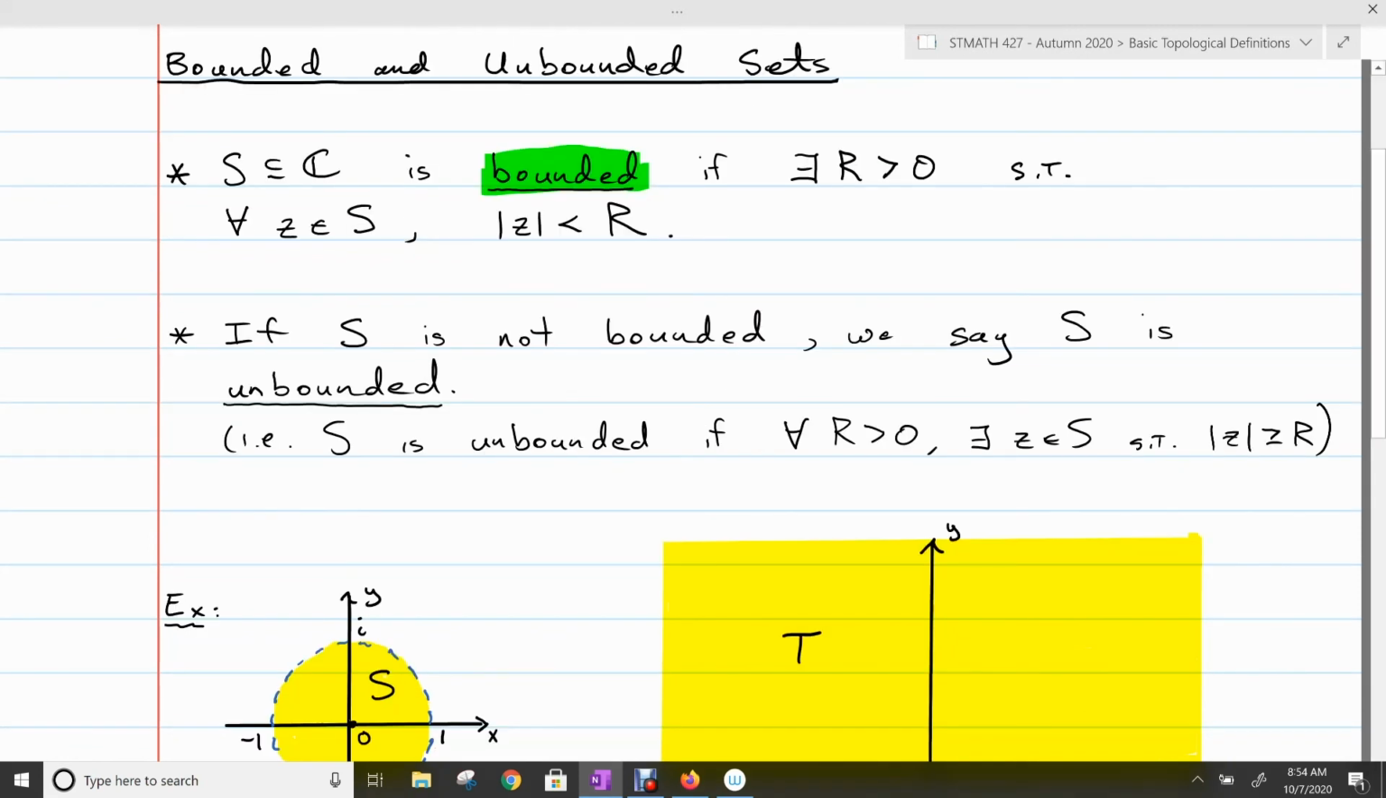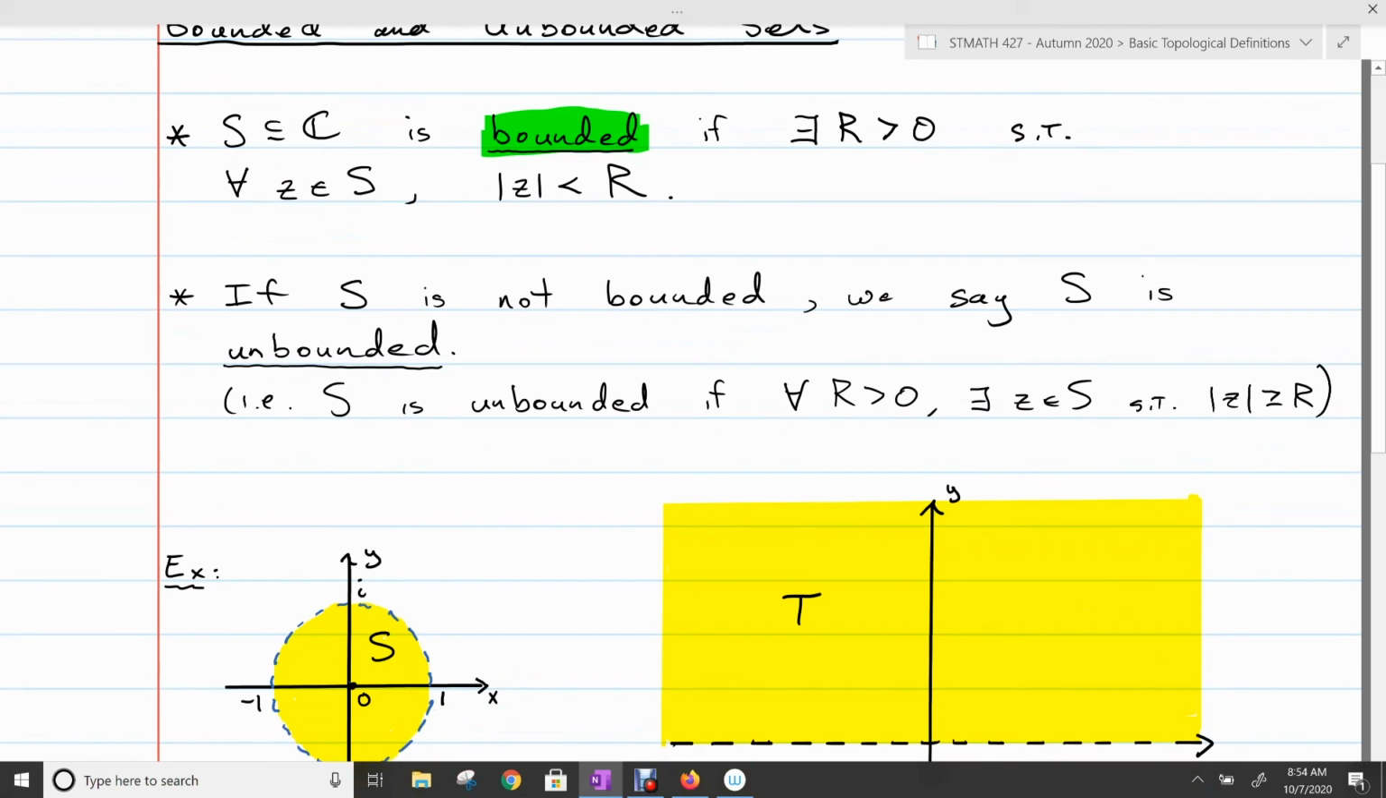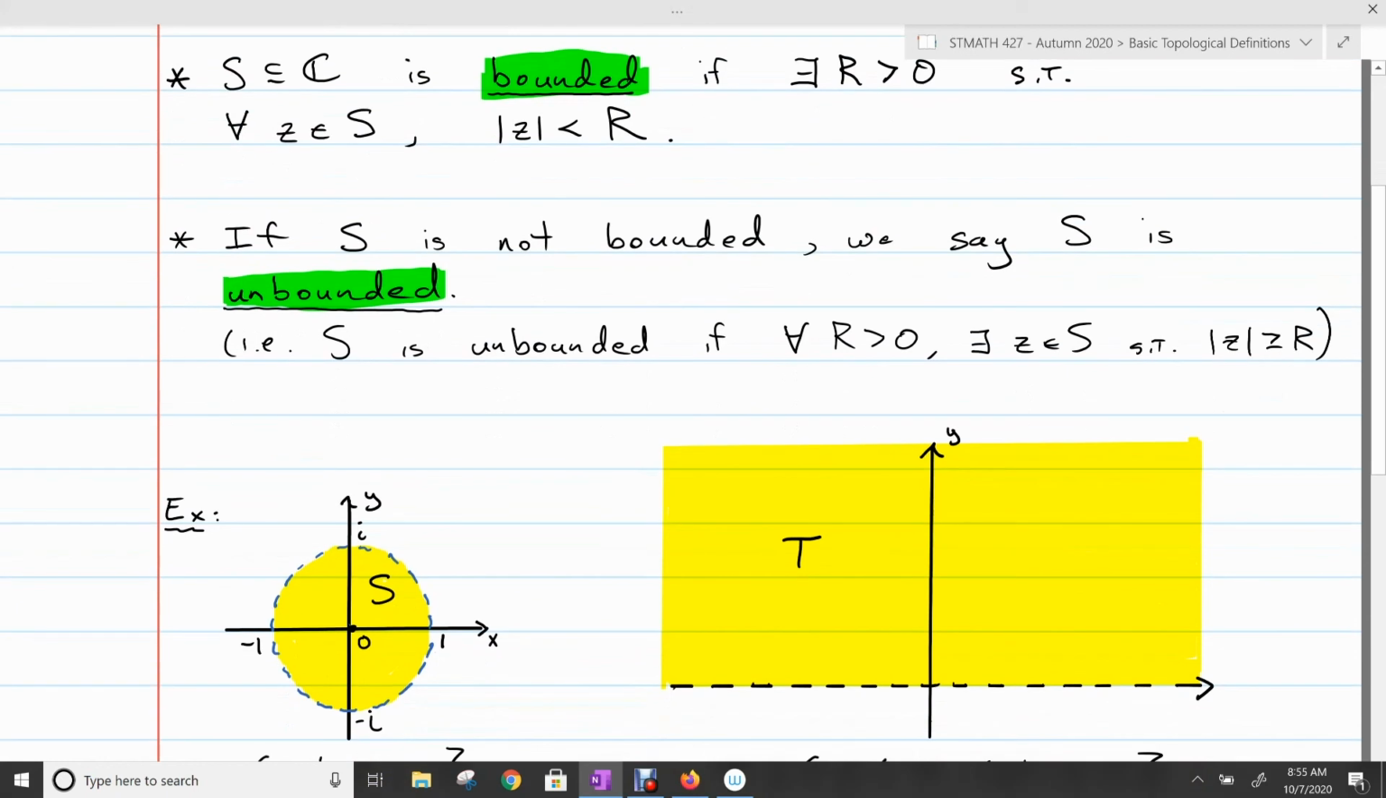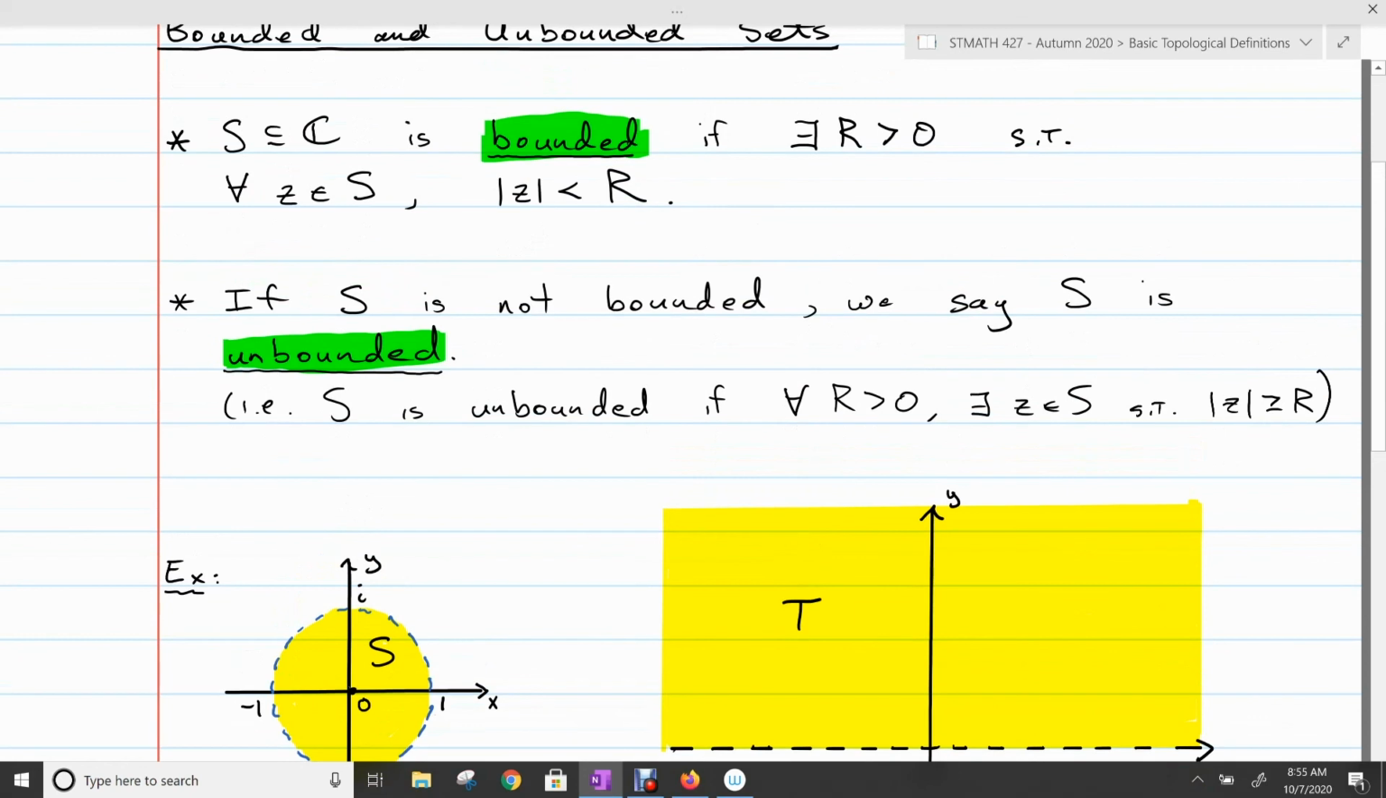If a set is not bounded, then we just put the prefix "un" on it. So not bounded means unbounded. And since it's just the negation of bounded, you can negate that definition of bounded. There exists an R such that for every z in S, modulus of z is less than R. So you can certainly negate that to: for every capital R greater than 0, there exists a z in S such that the modulus of z is greater than R.